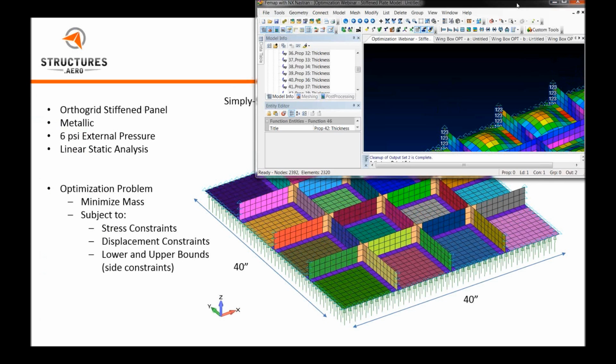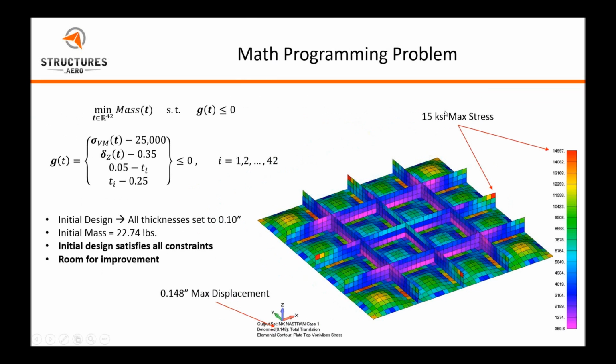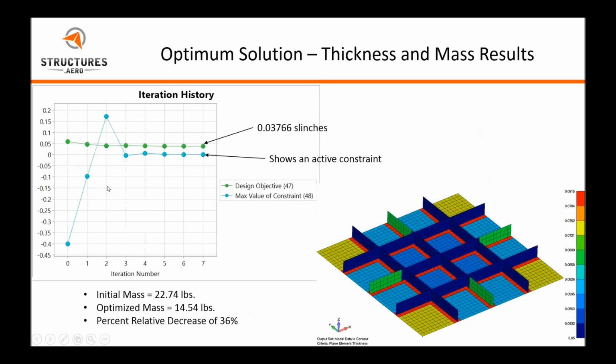And I'm going to go back to the PowerPoint quickly. So here's, for those interested, the mathematical statement for our optimization problem. The initial mass was 22.7 pounds. Here's our plot again. Here's the thickness distribution. So we do see min gauge in our ribs, as I suggested we should. And our optimized mass is 14 pounds. So we decreased by 36%. So pretty good result.